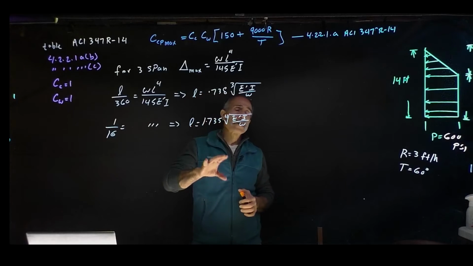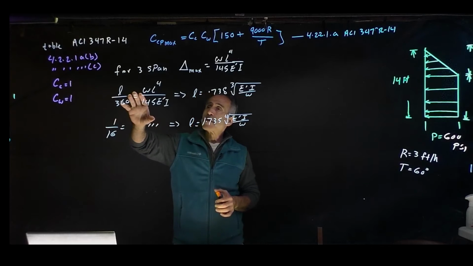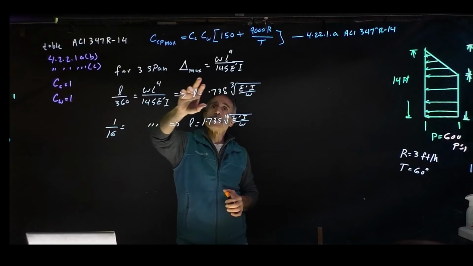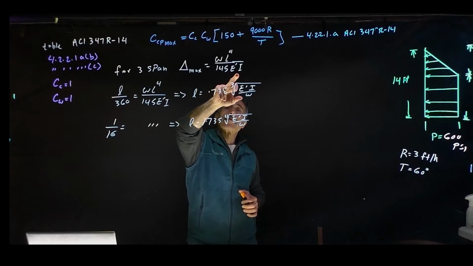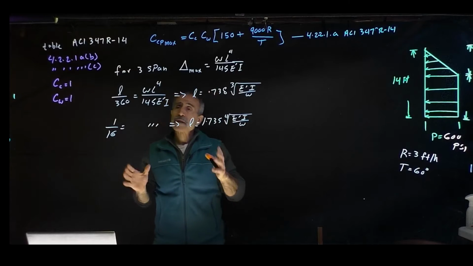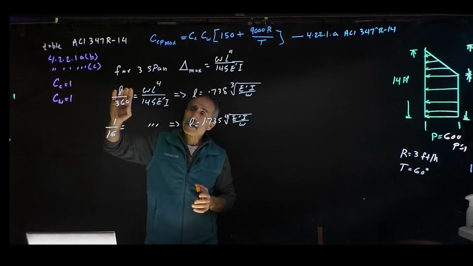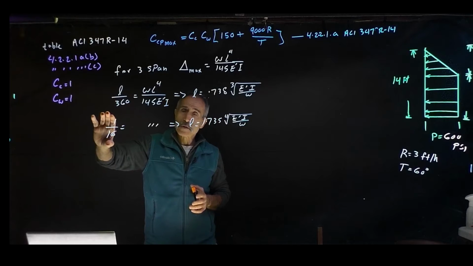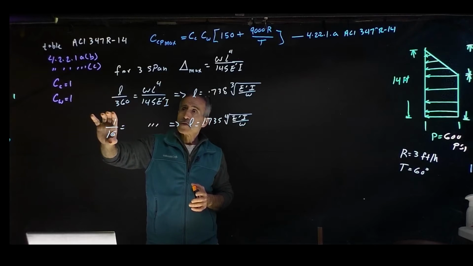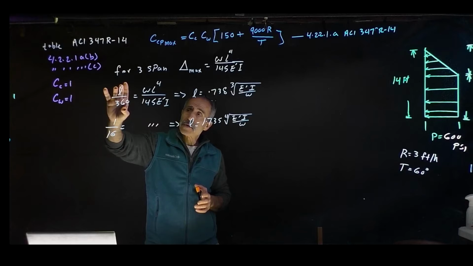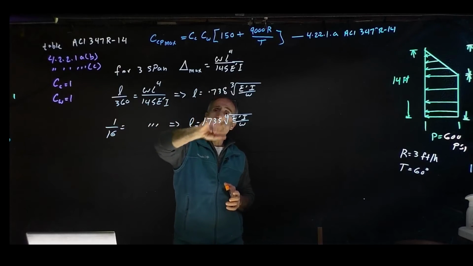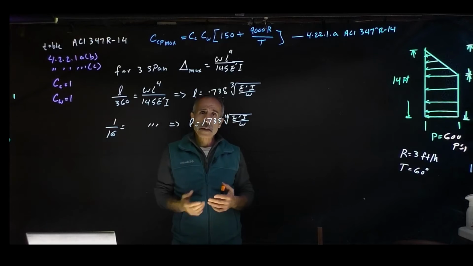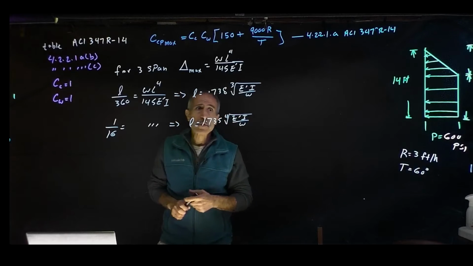Now we want to check the maximum deflection. The maximum deflection equation for 3-span is WL to the power 4 divided by 145 times the adjusted modulus of elasticity times moment of inertia. The limit for deflection is either L over 360 or 1 over 16, whichever is smaller. So we set 1 over 16 or L over 360 equal to that, so we can calculate L and find out the controlling length.